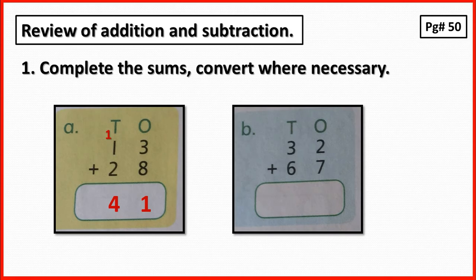Now I am going to do part B. Look, there is a plus sign. So here we add. When we add 7 into 2, the number comes 9.